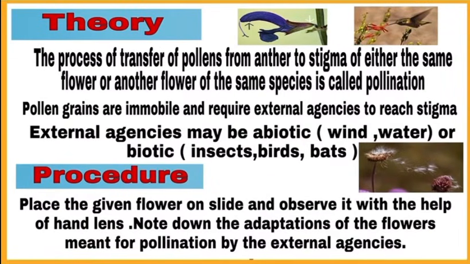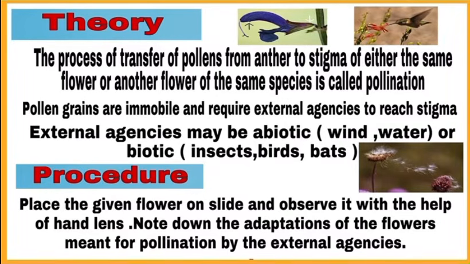Write the theory related with pollination and agents required for pollination. The process of transfer of pollens from anther to stigma of either the same flower or another flower of the same species is called pollination. Pollen grains are immobile and they require agencies to reach stigma. External agencies may be abiotic like wind and water or may be biotic like insects, birds, bats, etc.